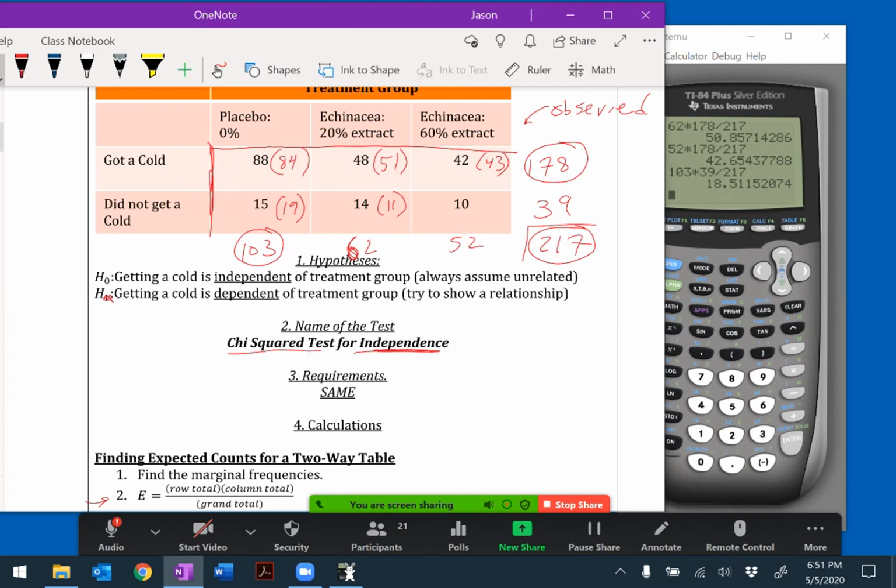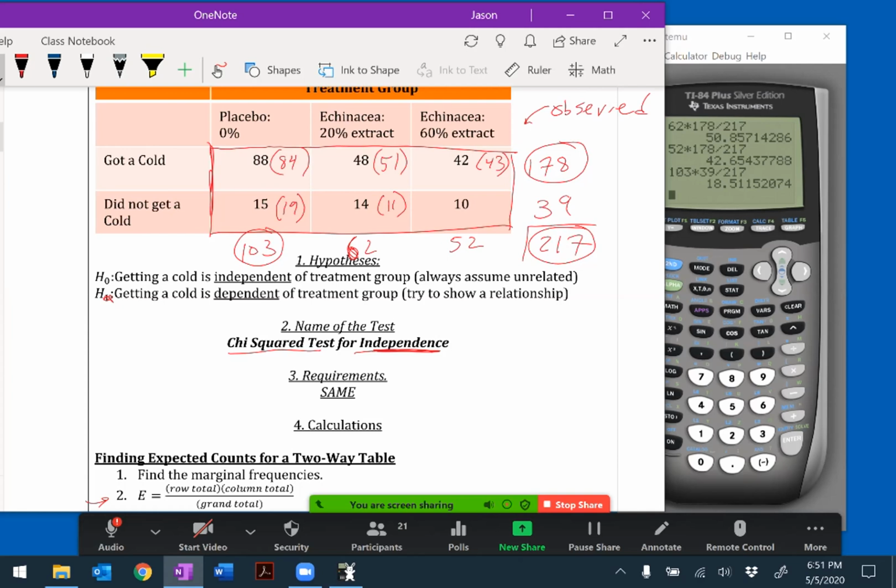Professor, how did you get the 103? I added 85 and 15. Is that not 103? Okay, thank you. No, I just wasn't sure. Thank you. Yeah, these are all my row and column totals.